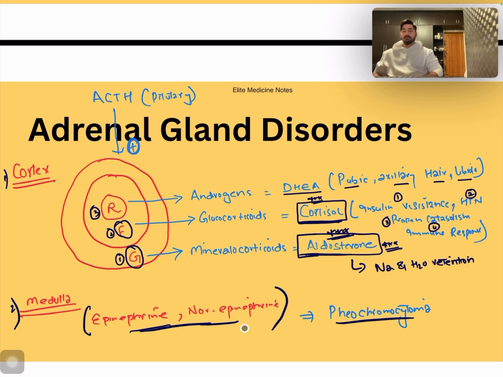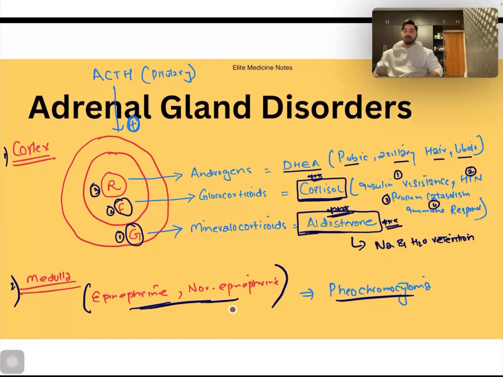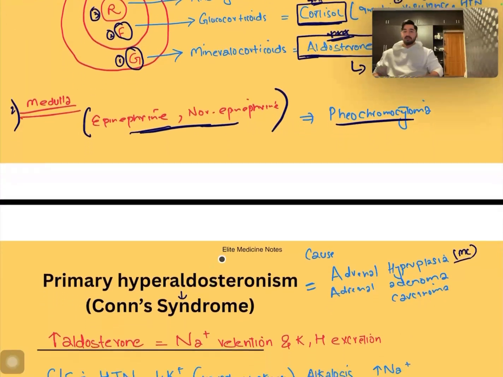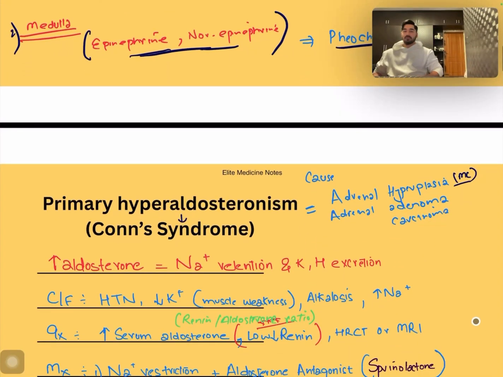The patient will complain mainly of impending doom. He will have faintness and increased blood pressure and all. Okay, so these are the basic things you should remember in the adrenal gland. Now we'll proceed to the first disease, that is primary hyperaldosteronism, which is also known as Conn syndrome.